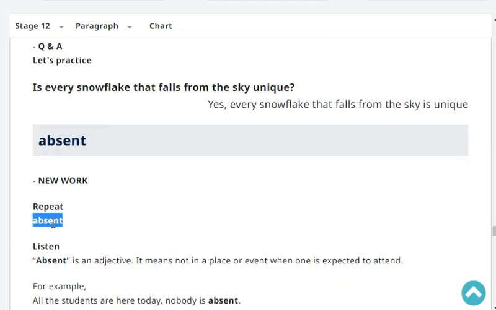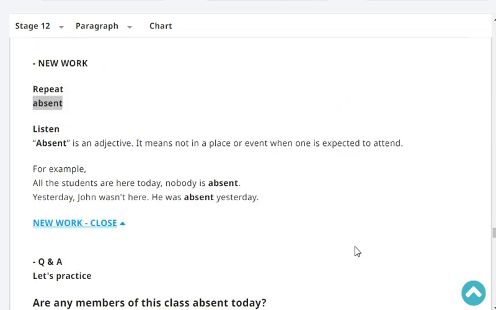Next, repeat. Absent. Very good. Okay, listen. Absent is an adjective. It means not in a place or event when one is expected to attend. For example, all the students are here today. Nobody is absent. Yesterday, John wasn't here. He was absent yesterday.